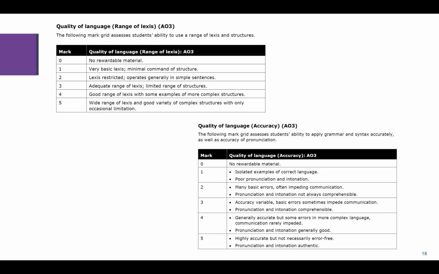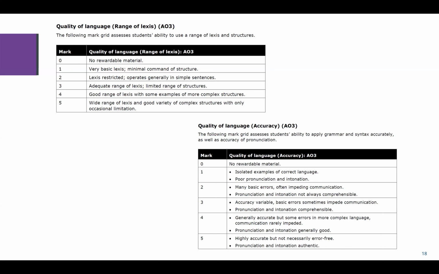What is important for a mark of 5 in terms of the accuracy is that it is highly accurate, but it isn't error-free. So we recognize in everything that we do, actually, that we make mistakes. So why would we say they've got to be error-free here? So if they've used a wide range of lexis and a good variety of complex structures, then they could quite easily get a 5 for the accuracy as well, because they've shown that they are able to use this complex language without making too many errors.